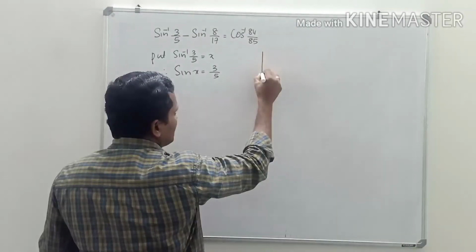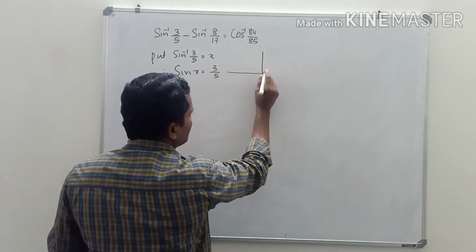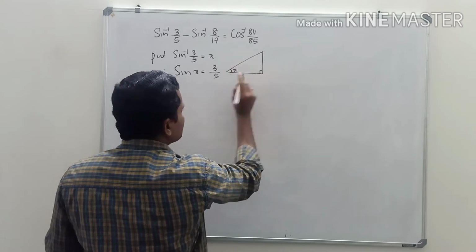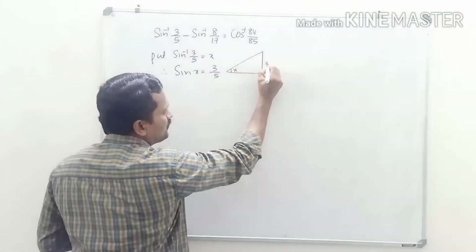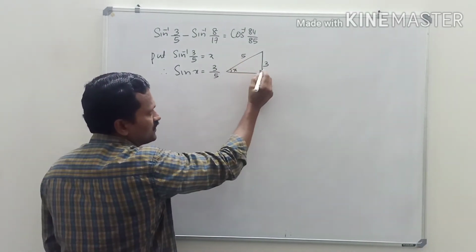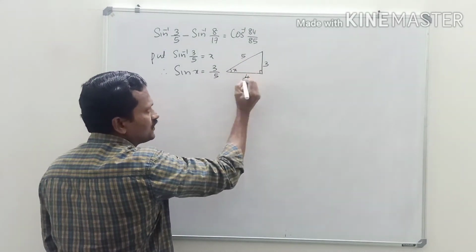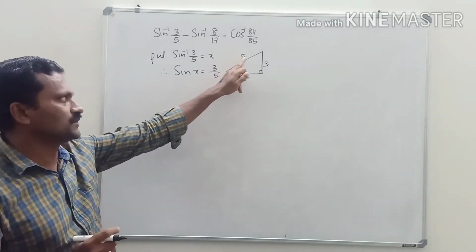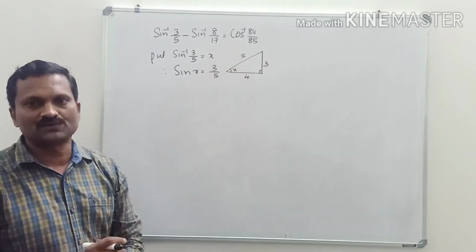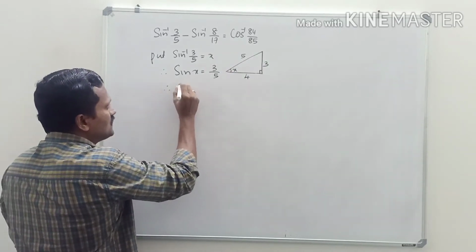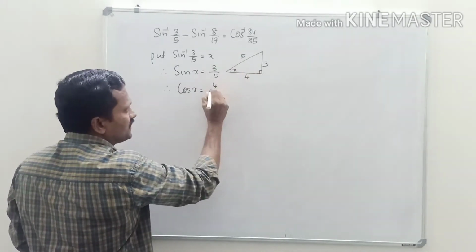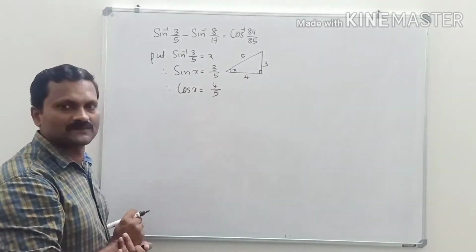Draw the right triangle. Mark this as x. Sine means opposite by hypotenuse. Then using Pythagoras theorem, the third side equals root 25 minus 9, that is root 16 equal to 4. Therefore, cos x equals adjacent by hypotenuse, that is 4 by 5.